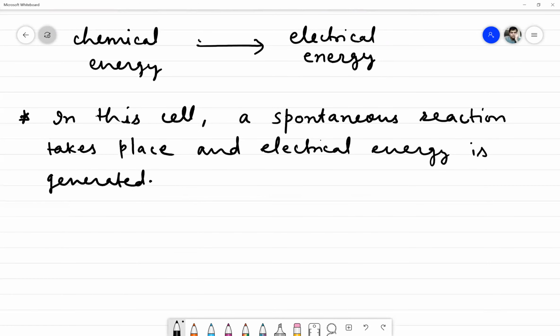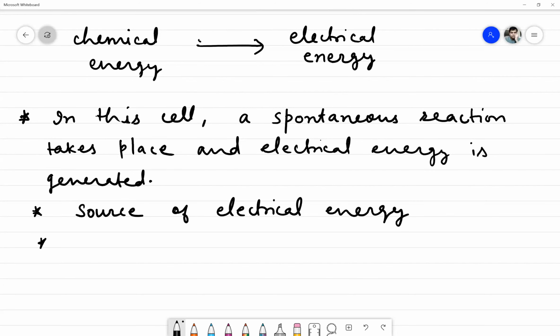That's why this type of galvanic cell is used as a source of electrical energy, because these cells generate electrical energy at the expense of a chemical reaction. So these act as a source of electrical energy, and they can be used as a battery or accumulators.